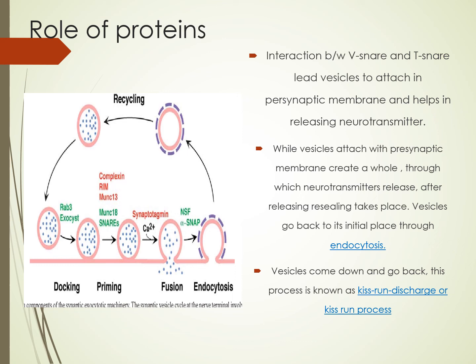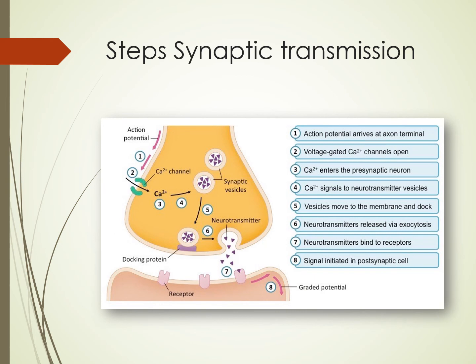Here in this diagram, the docking, priming, and releasing of the neurotransmitters from the vesicles is shown through fusion. And after that, this area is covered up. Resealing takes place and the vesicles go to their initial position. This is the step of synaptic transmission. The first 6 points are already covered in this presentation. The last two parts we will cover in our next video.